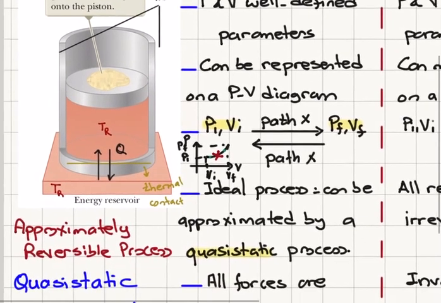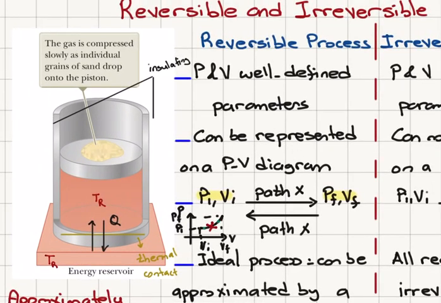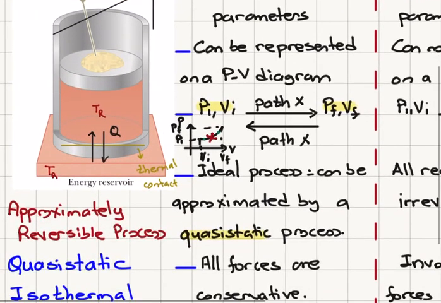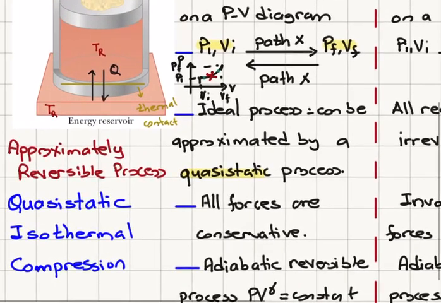And the way I'm compressing this gas, I add sand particles, one sand particle at a time. I wait for the piston to come down and to get a very well-defined pressure and volume, and then I add one more sand particle. So I do this process very slowly, and in doing so I have very well-defined pressure and volume values at every single point. Every single point is an equilibrium point, and therefore this is a fixed temperature quasi-static isothermal compression process. This is approximately reversible.